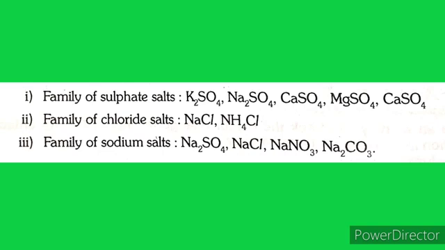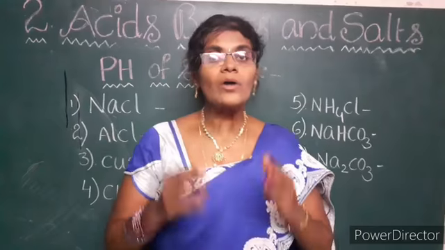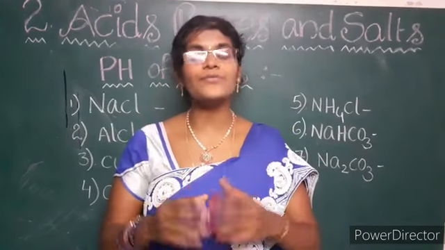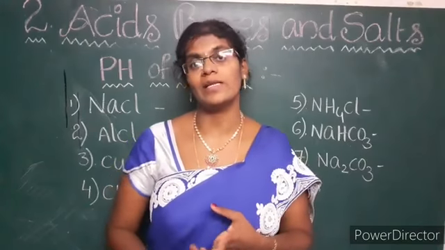Children, in the first two families, we observed that the negative radicals are the same. But in the third family, the positive radicals are the same. So, by this we conclude that salts having the same positive or negative radicals are said to belong to a family. Okay children, by using the given salts, we have identified three families.